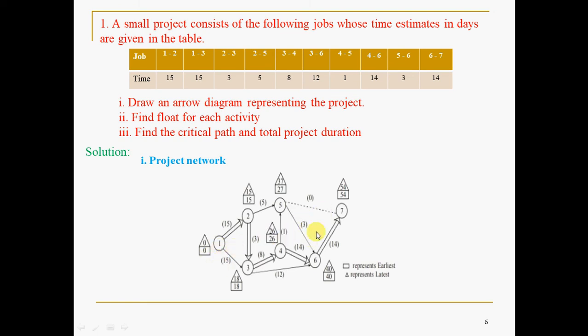So this indicates the project; everything is depicted or represented in this arrow diagram. The arrow diagram indicates the status of the project at each and every node. Fine. Now, float of each activity.